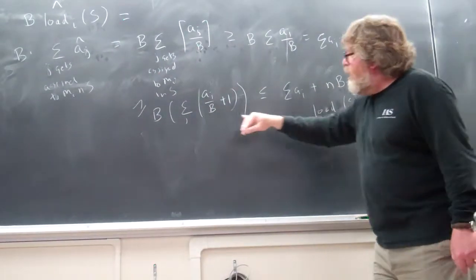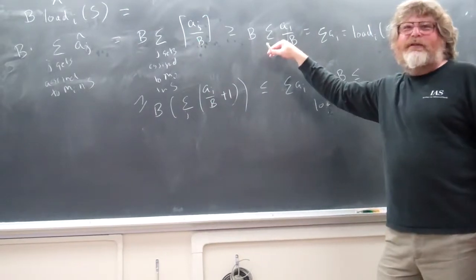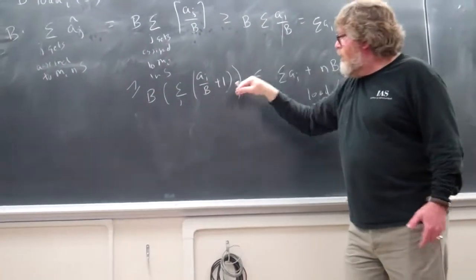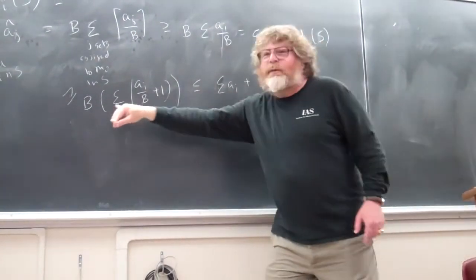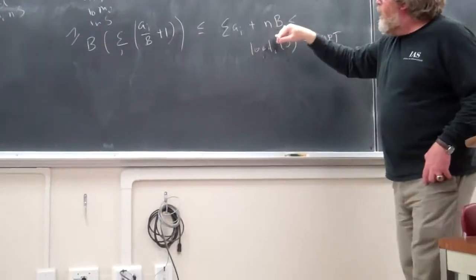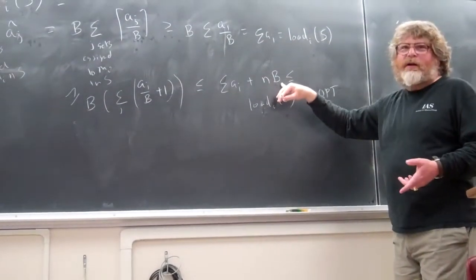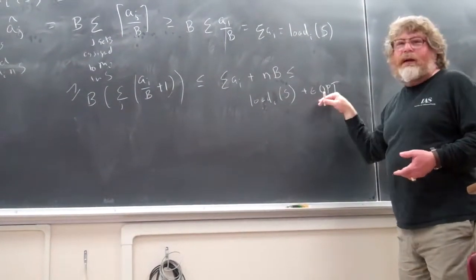How many, so this part is the same as this part. Without the 1s, it's the same. And then we have at most n ones that we're multiplying by B, and we work things out so that n times this error is still small compared to the optimal solution.